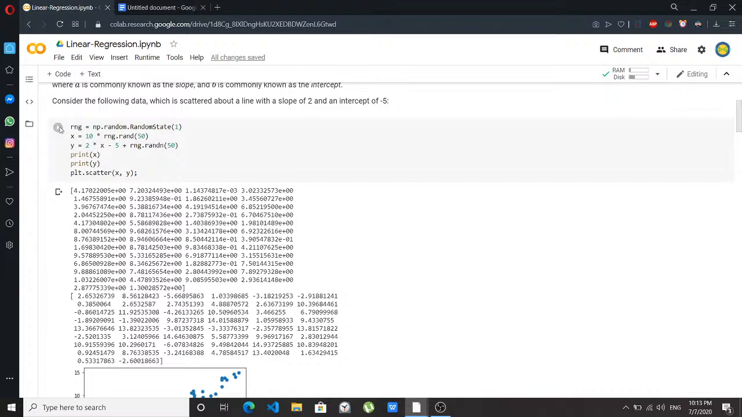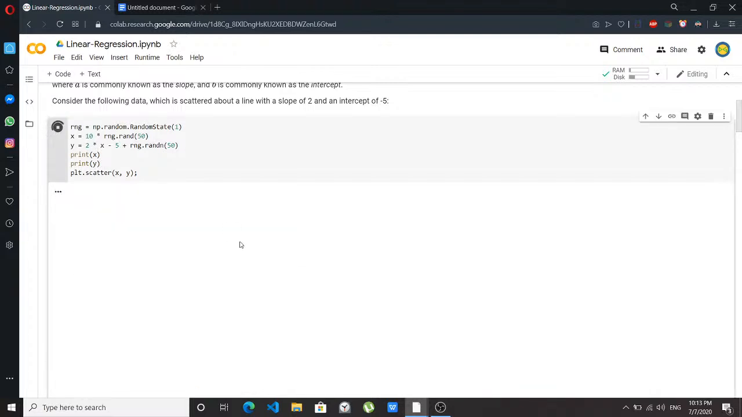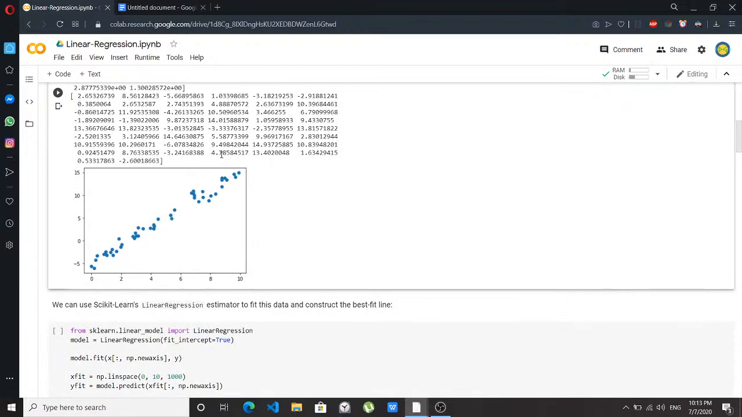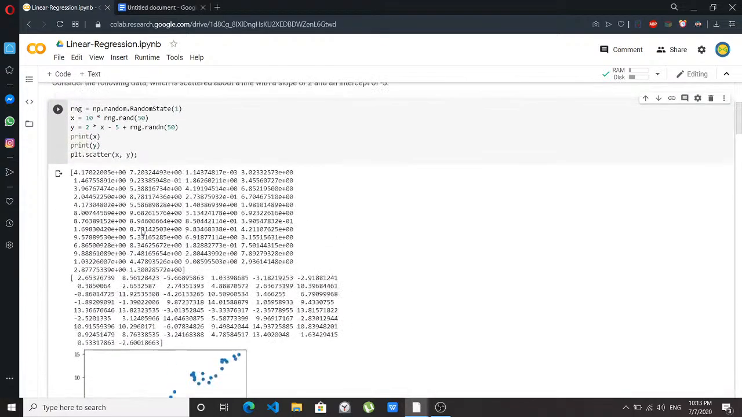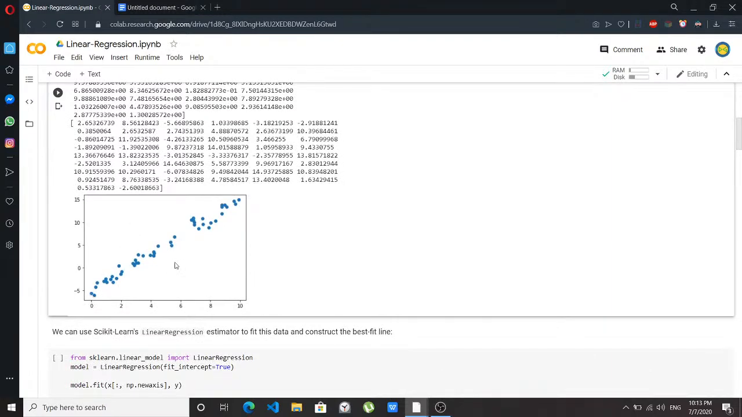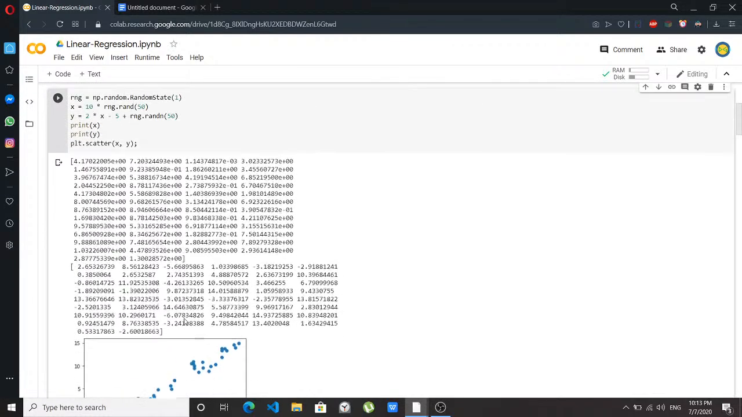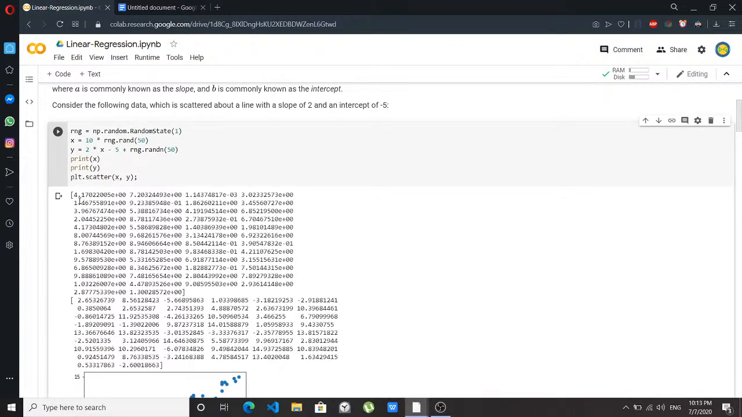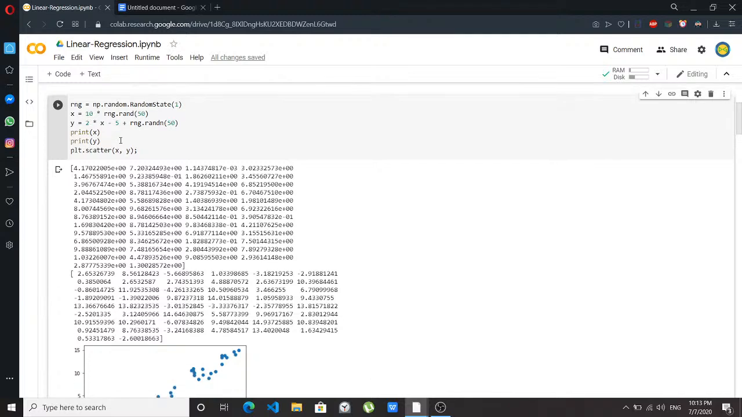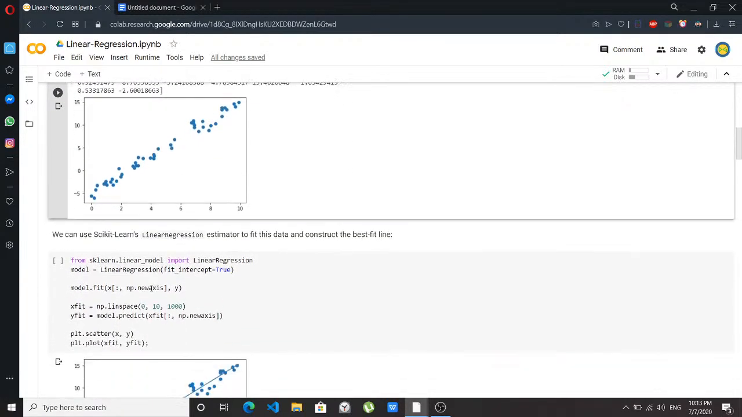As you can see, I will print this x and y and plot these values. You can see it is a straight line having a slope of 2 and an intercept of minus 5, and these 50 points are plotted on this graph. For example, this is 4.17, around 7.2, and we have very small values as well, 0.014, like this. For each corresponding x value we have produced a value of y, and we have plotted the graph for this.